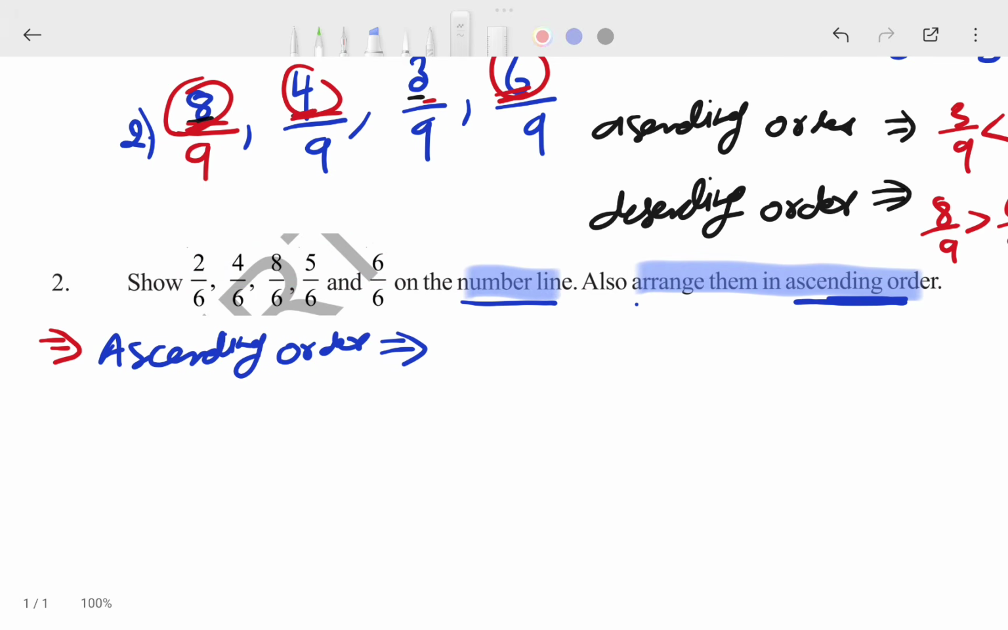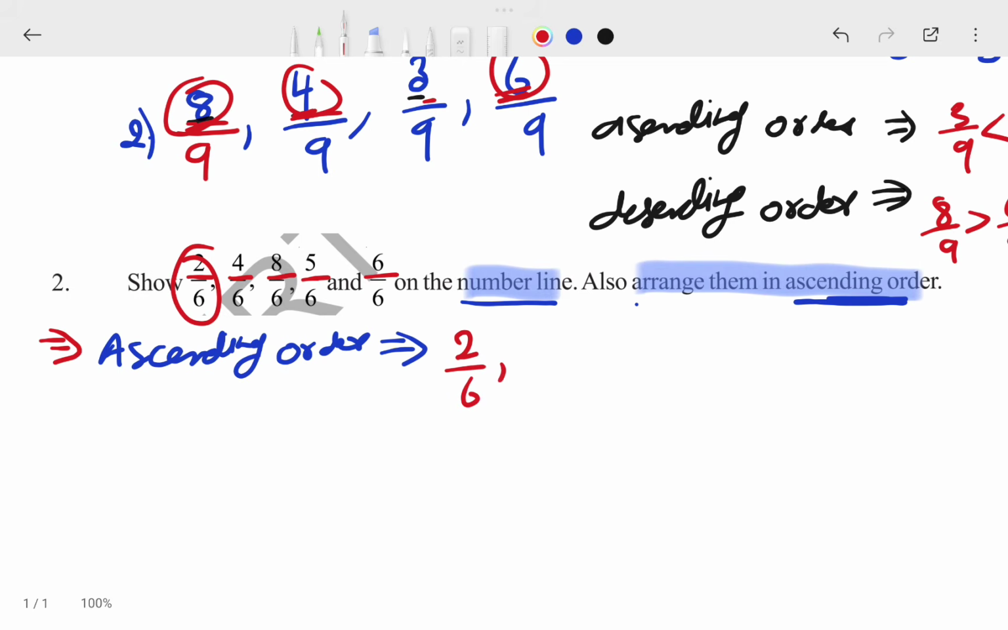Okay now, so here generally we know that ascending order means what? It is small number to big number. So in this 2 by 6, 4 by 6, 8 by 6, 5 by 6 and 6 by 6, these are the numbers. So we are looking at 2, 4, 8, 5 and 6. In this one, which is smaller? Of course 2 is smaller, so we will write like that.